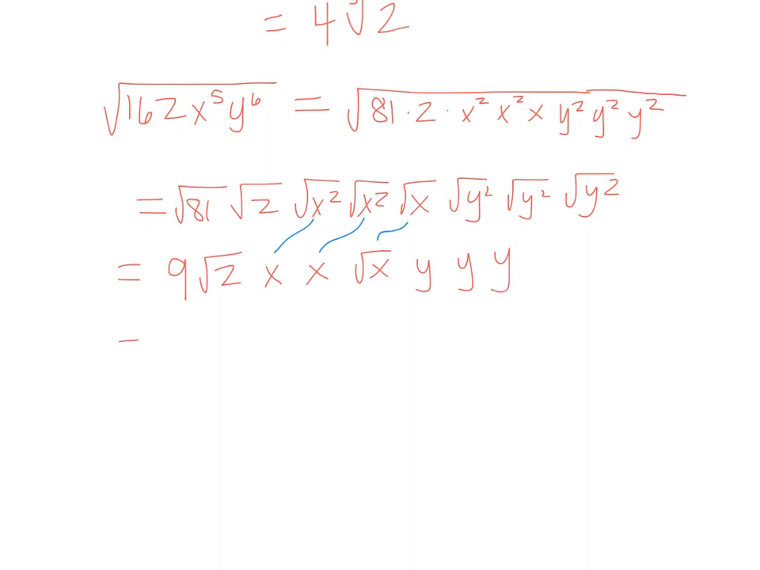Now, we want to write all of the things that are outside of the square root out in front, and then combine the things that are under the square root into one square root. So we've got a 9, and then we have x times x, so that's an x squared, and then y times y times y, so that's a y to the 3rd, or y cubed. And then the things that are under the square root are the 2 and the x, and so we can write those together underneath the square root.